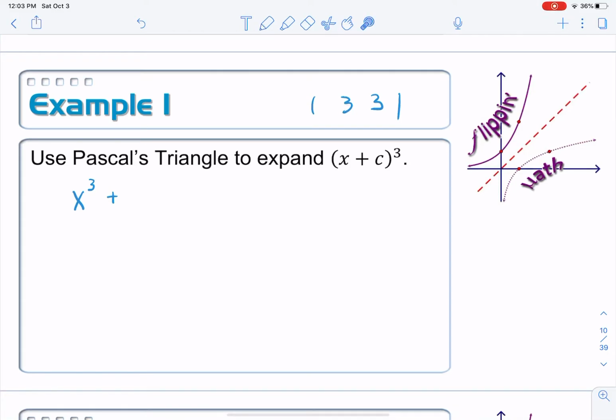Plus 3x to the second, it just counted down 1, and now I'm going to start introducing my c's to the first power, plus the next 3x to the first power, c squared. It's going to start counting up, of course, and then finally plus 1 c to the third power.